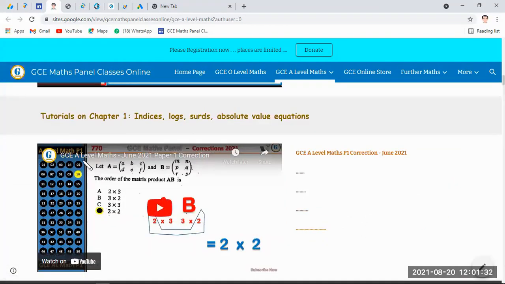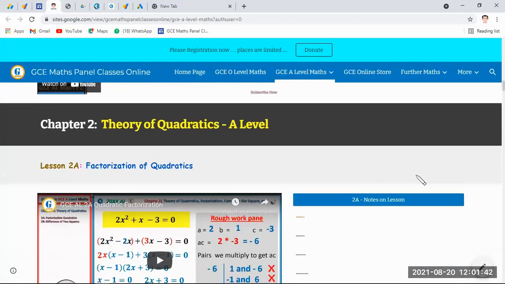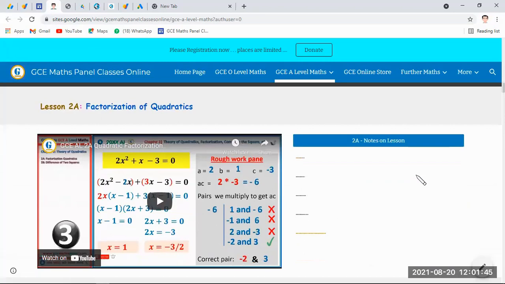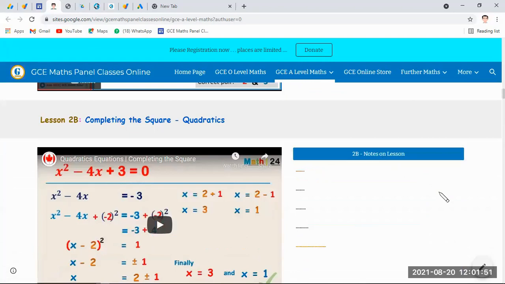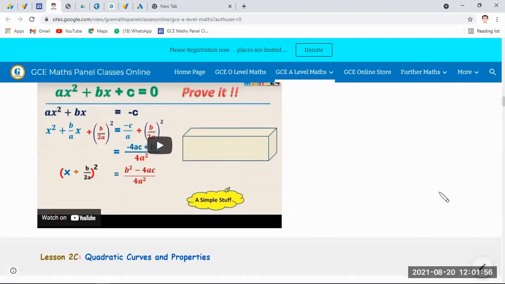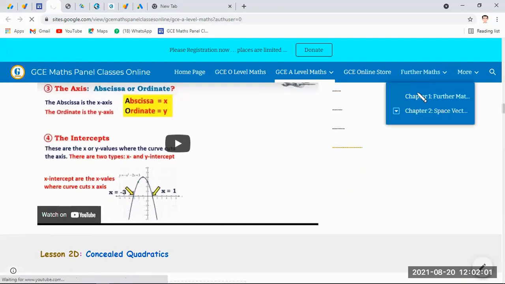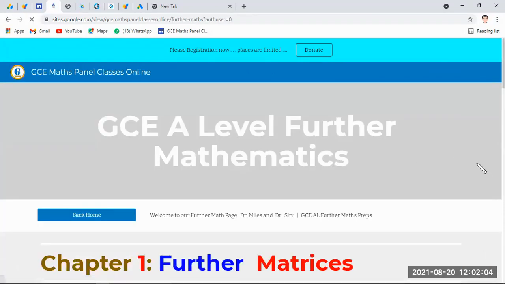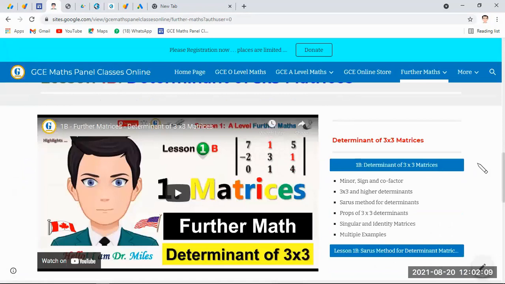Normally, this is June 2021, paper 1. I think you can equally look at it. It is already available online. And we are here in chapter 2, where we have the theory of quadratics. In this theory of quadratics, we have covered factorization, completing the square, and the quadratic formula, nature of roots, forming a new equation with roots. And you can find all of this. I think you equally have a bit of material on further maths, beginning with matrices. I think the further maths is slower.